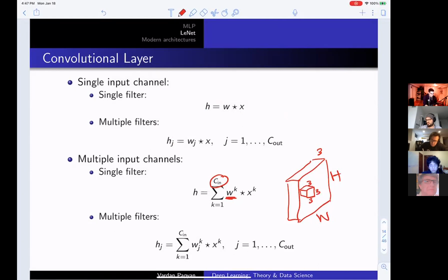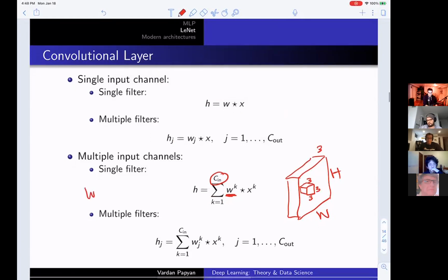Now, why are we doing a summation here over K? Does anyone know? That is correct, for an RGB image C_in is equal to 3. So WK is 3 by 3 for a specific K. But if you look at all the W's together, then you get that this is 3 by 3 by 3. Does this answer your question, Karen?